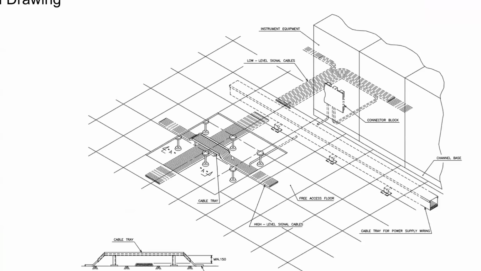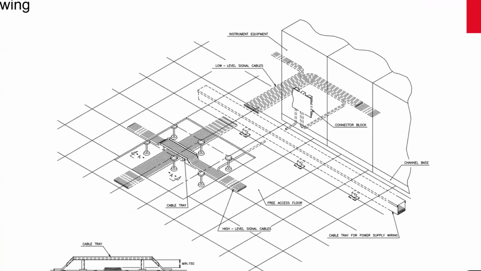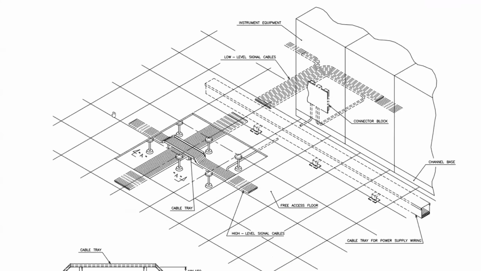Now this is a typical drawing for instrument cable trays and cables inside the control building. So just visualize, friends. This is your false flooring, the free access floor. You see how the cables are laid. This is your low level signal cable. This is your panel wherein the connectivities are there, and we will discuss this connectivity in the next slide. But here we will limit to only the cable laying and trays. This is the low level signal cable, and here you see the high level signal cable.